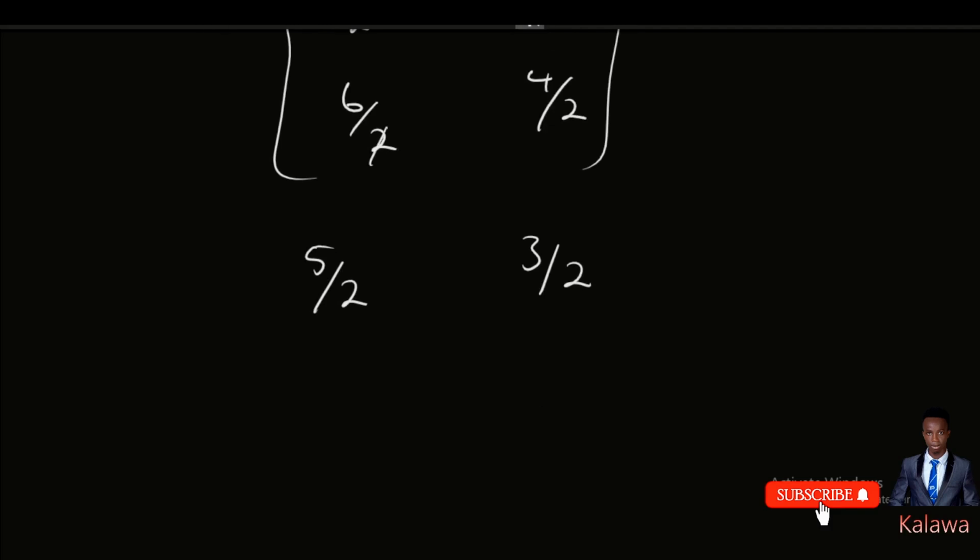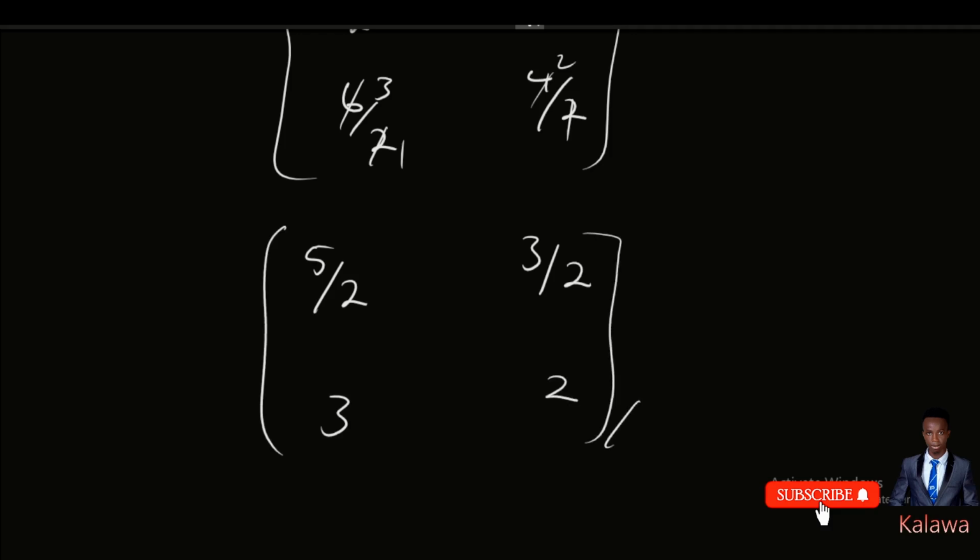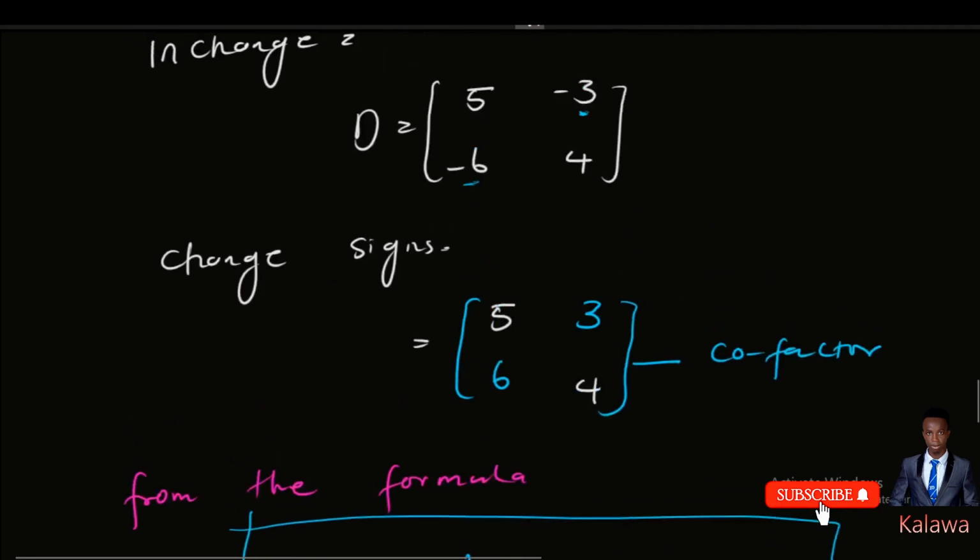But 6 divided by 2, 2 into 6, 3 times. 2 into 4, 2 times. This is going to be 3, and this is going to be 2. So this is the inverse of the matrix.